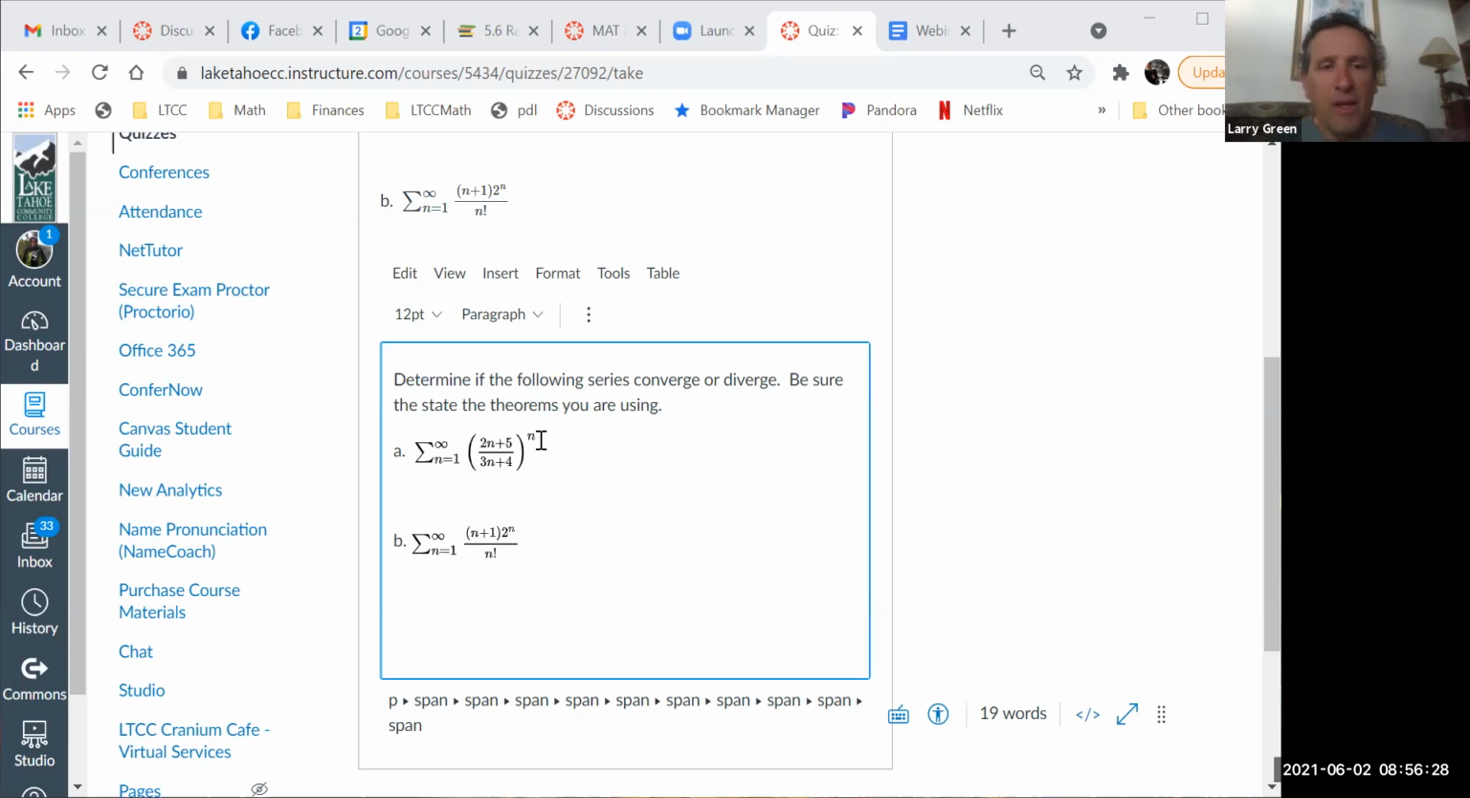So the very first thing you should do on any of these series is get a strategy. What test do you think will be the easiest test to use for this particular series? Yeah, this is tailor-made, custom-made by me for the root test. Whenever you have something to the n, root test is pretty much always the way you want to go. So let's use the root test. And the root test says what we do is we take the nth root.